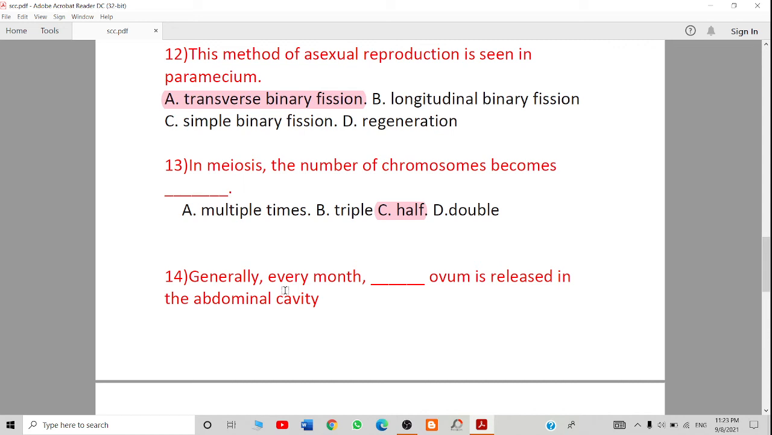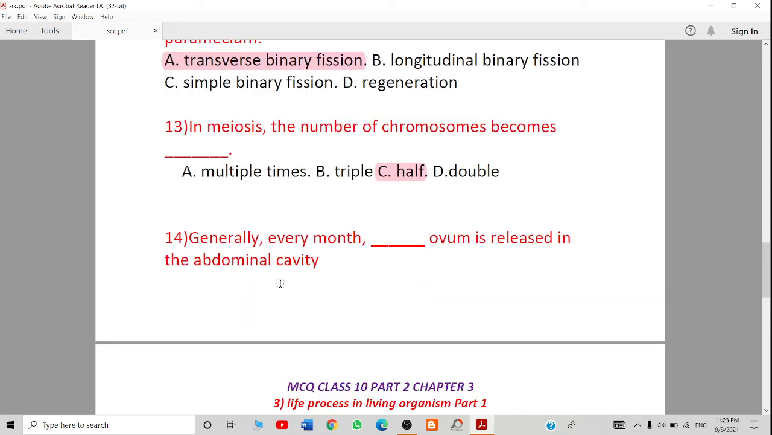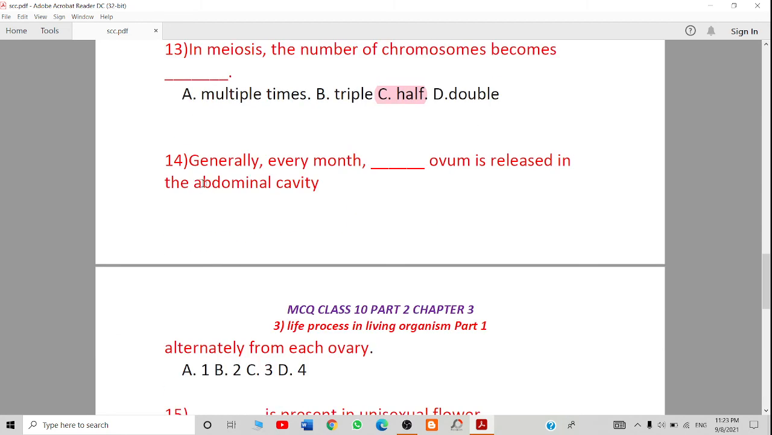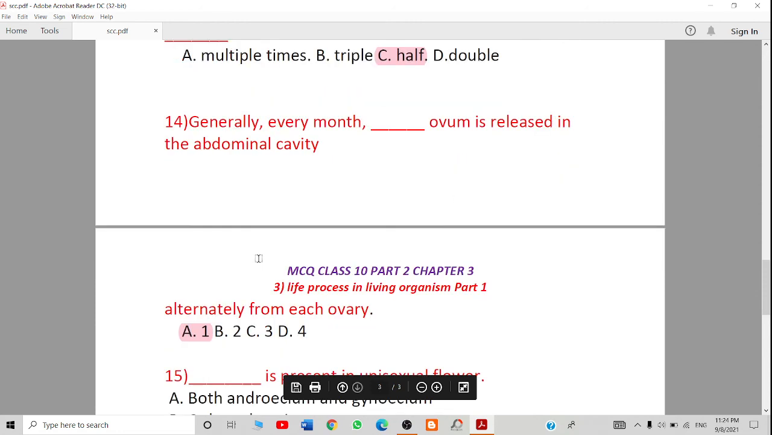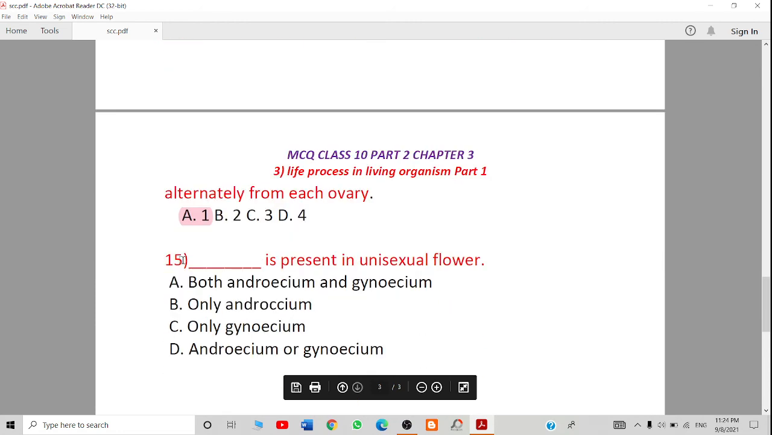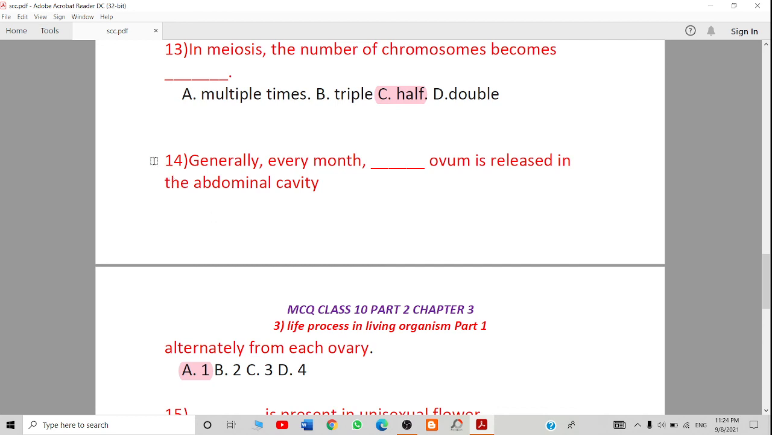Generally, the 14th: every month one ovum is released in the abdominal cavity. Generally in females, only one answer is correct, because every month only one ovum is released in the abdominal cavity. And it depends upon the menstrual cycle.